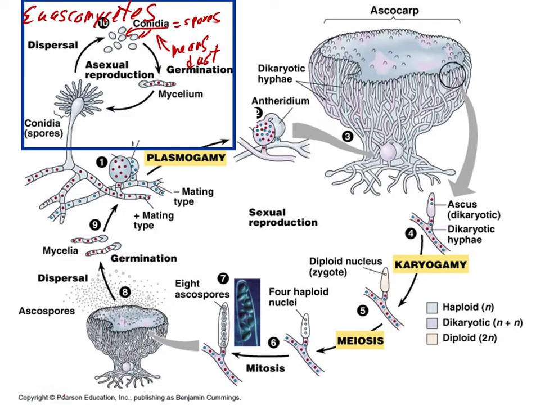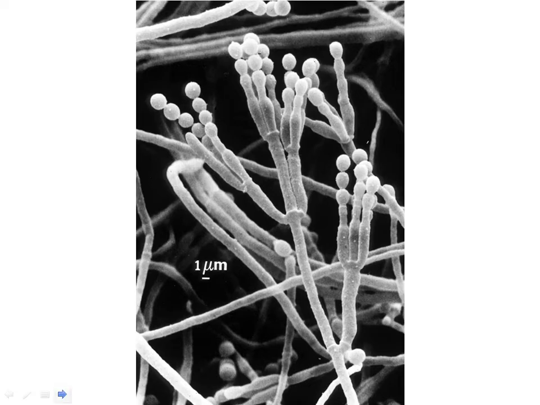Let's look at some pictures of what those look like. So here are some conidia. Now the conidia, that's the spores themselves. Conidia is plural. So one spore would be a conidium. These hyphae that bear the conidia are called conidiophores.